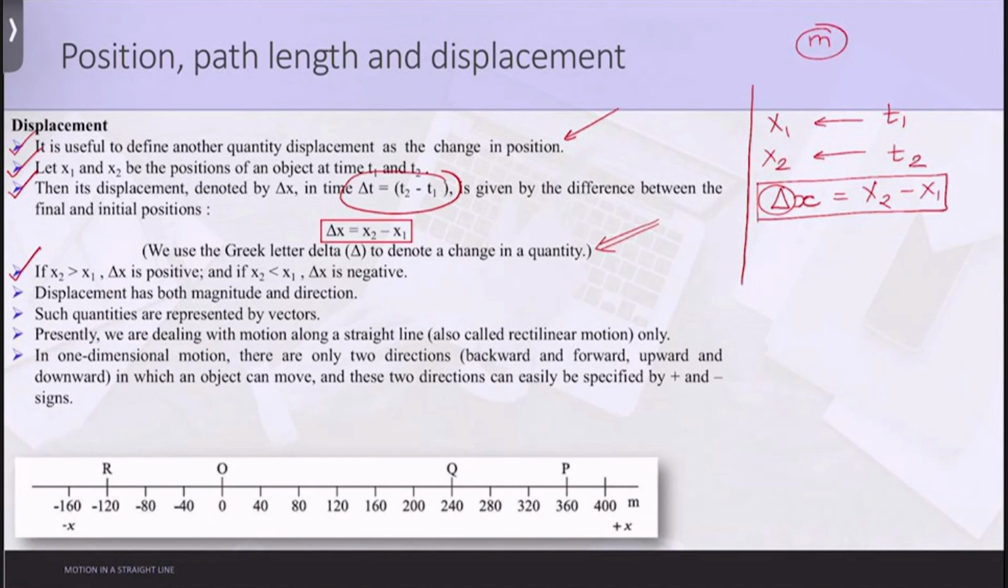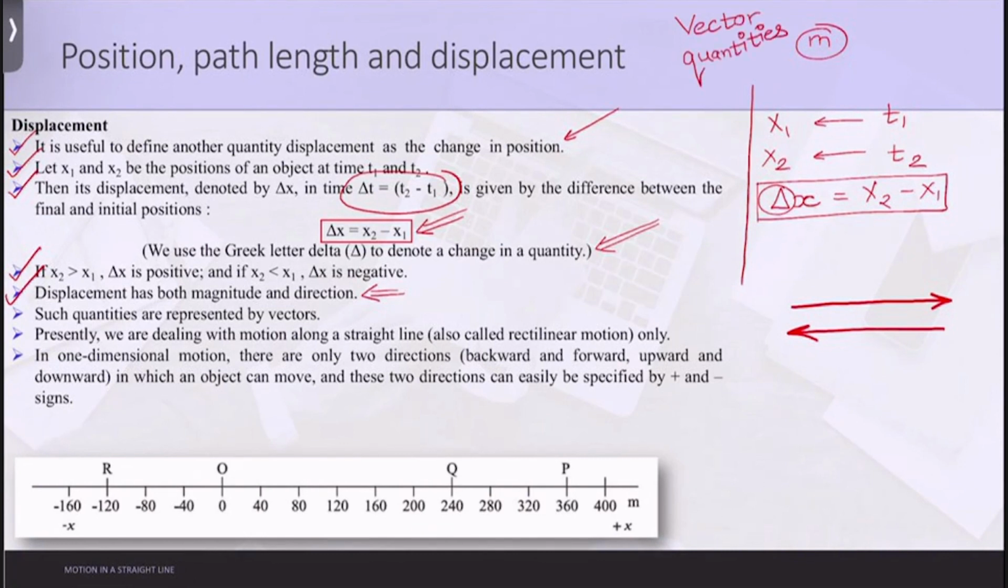Let's move on. If x2 is greater than x1, it is quite evident that delta x is positive. Similarly, if x2 is less than x1, then delta x will be negative. Now, displacement has both magnitude and direction. Using the sign conventions, we can understand whether the object has moved to the right hand side or to the left hand side. Hence displacement is an example of what I referred to earlier as vector quantities.